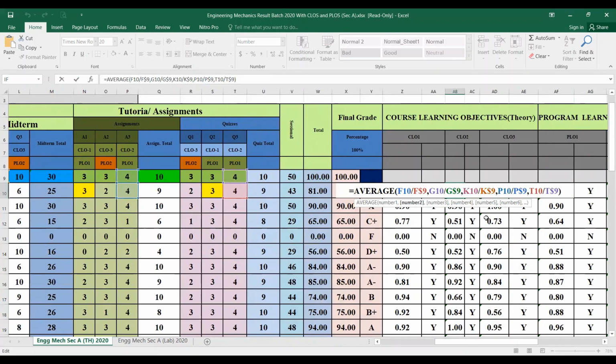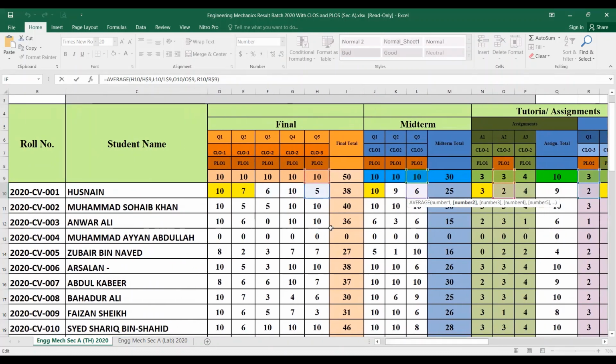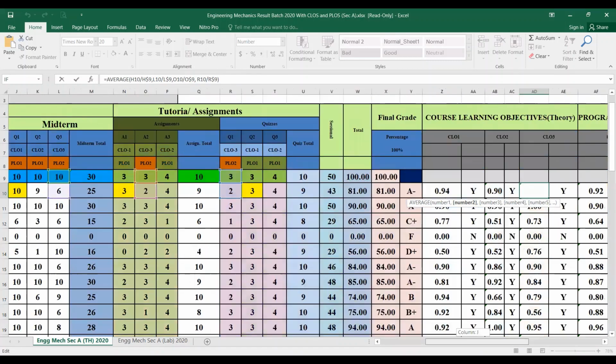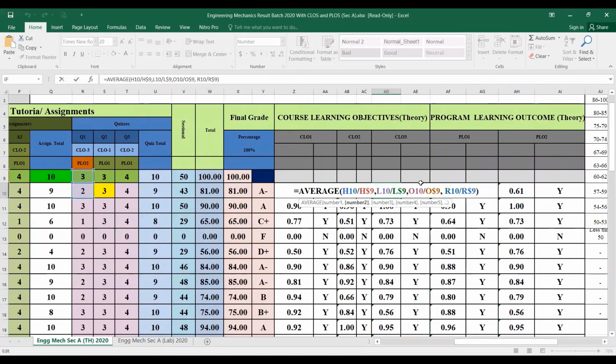And then let's move on to the CLO3. So what will be the formula? Equals to average of all the CLO3. So let's have a look. Question number 5 of the final exam belongs to the CLO3. It was mapped with it. So 5 divided by 10. Midterm question number 3 belongs to the CLO3: 6 divided by 10. And the CLO3 of assignment number 2: 2 divided by 3. And quiz number 1: 2 divided by 3. So this is the way you have to take out the average of the CLOs.